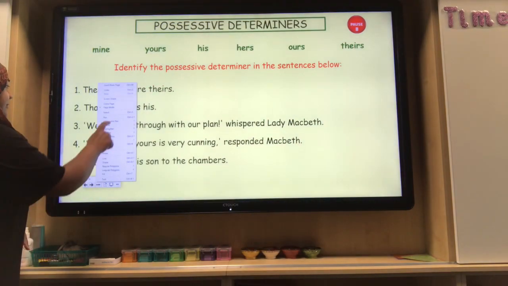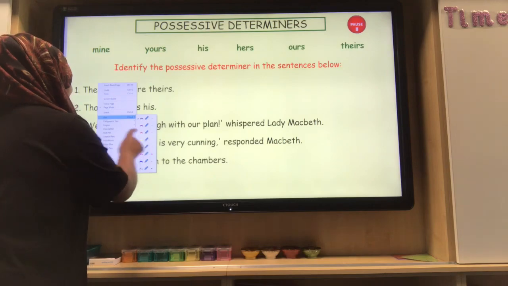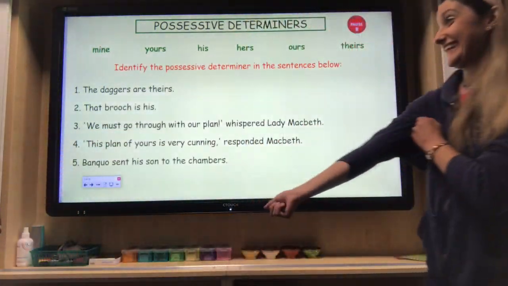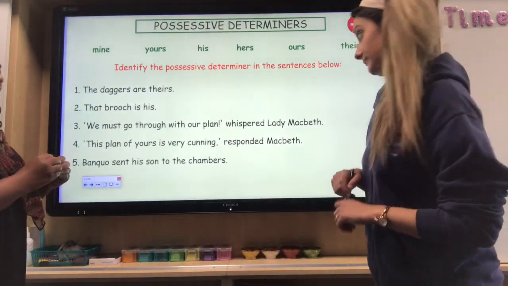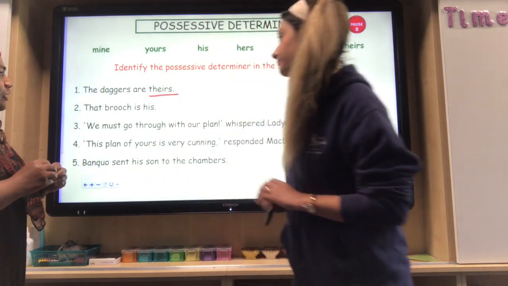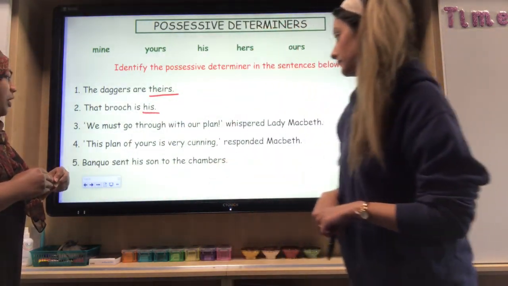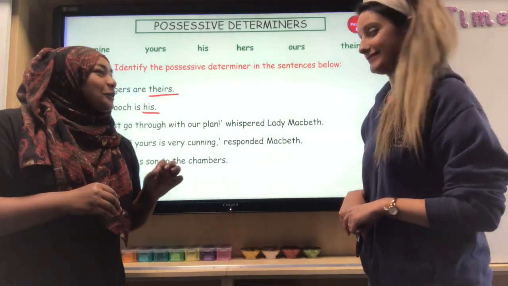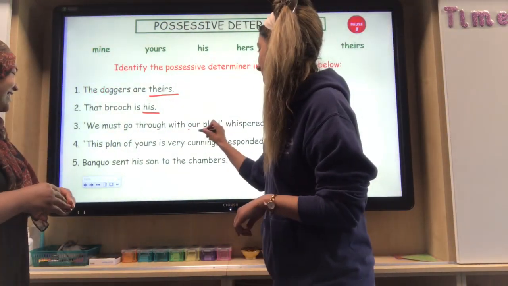Okay, Mrs. Gale, I'm trying your style of board, so I'm going to see how this goes. Are you ready to go? Right, let's go. The first sentence: the daggers are theirs. Okay, so it'd be theirs. Good. The next one: that brooch is his. Would be his. We must go through with our plan, whispered Lady Macbeth. Well corrected. Right, our. Good.